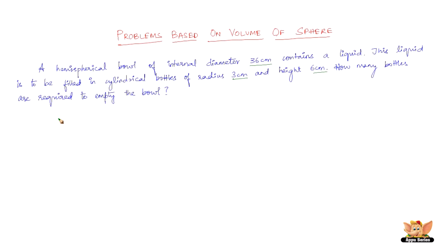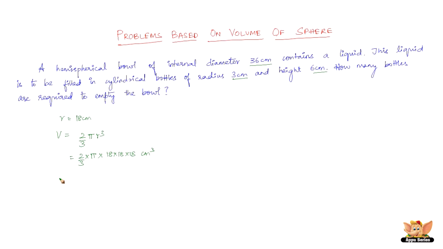So we have radius of the hemispherical bowl as 18 centimeters, because the diameter is 36 centimeters, and radius is half of the diameter. So we have r as 18 centimeters. Then we have volume of the hemispherical bowl as 2 by 3 pi r cube. So that is nothing but 2 by 3 into, let us keep pi as pi, and r cube would be 18 into 18 into 18, or 18 cube centimeter cube.